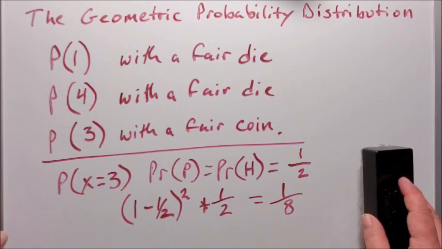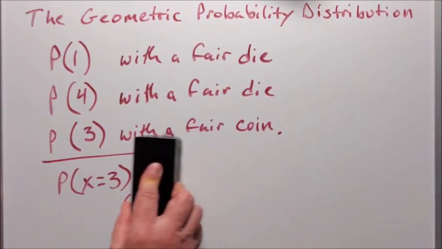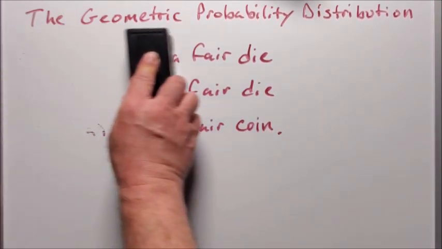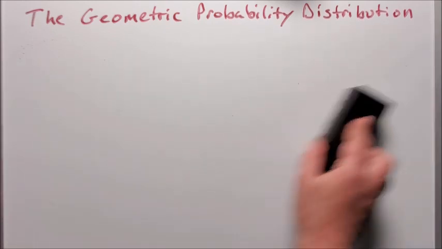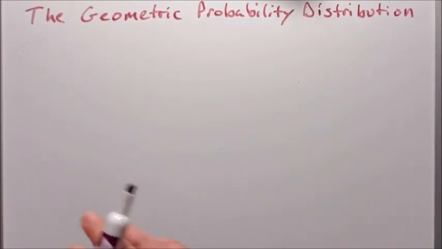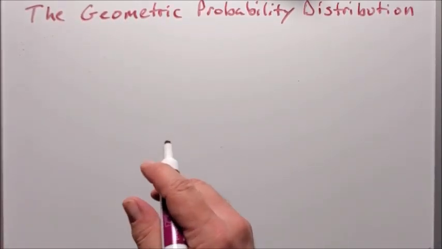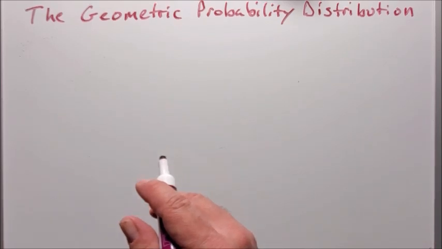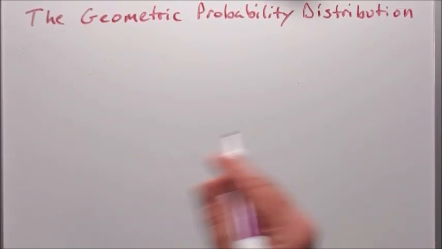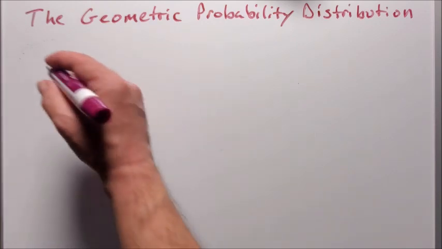Okay, let's go on to a second class of problems with geometric probability, or a second level of difficulty anyway. Let's go ahead and do this. Let me write them out. I'll explain them. And then we'll work out how to work them.